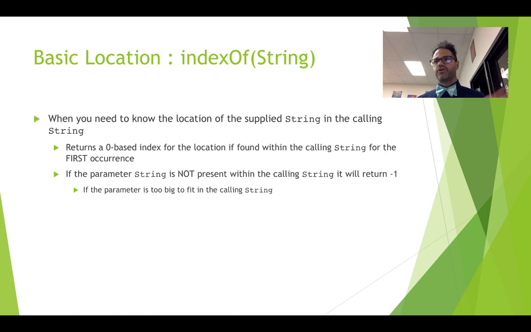However, if you try to find something that's really big inside something that's really small, there's no way that big thing is going to fit in the small thing. This is not the TARDIS. So that's only going to give us a negative one. So again, if it's not there, or if for example the word is too big to fit inside the box, it's going to return the value of negative one, because the index can't be negative one, since that's not something you can actually access inside the string.